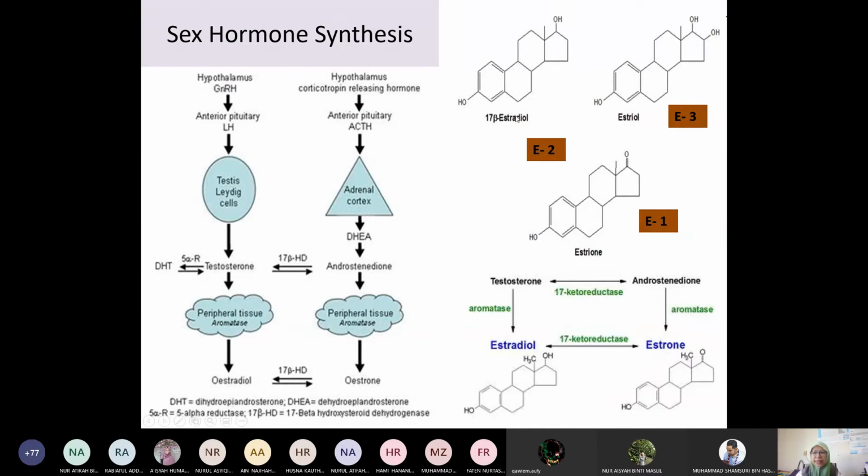So this slide again shows the structure of E1, E2, and E3. E1 has one hydroxy group attached. E2 has two hydroxy groups. E3, estriol, contains three hydroxy groups. Because of the attachment of hydroxy groups, estrogen can be classified into E1, which contains only one hydroxy group, E2, which contains two hydroxy groups in the structure, and E3, which contains three hydroxy groups. So it is more hydroxylated, isn't it? Okay.